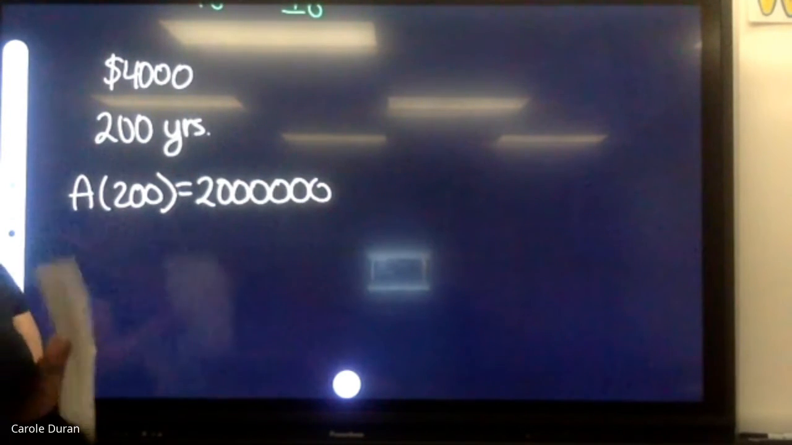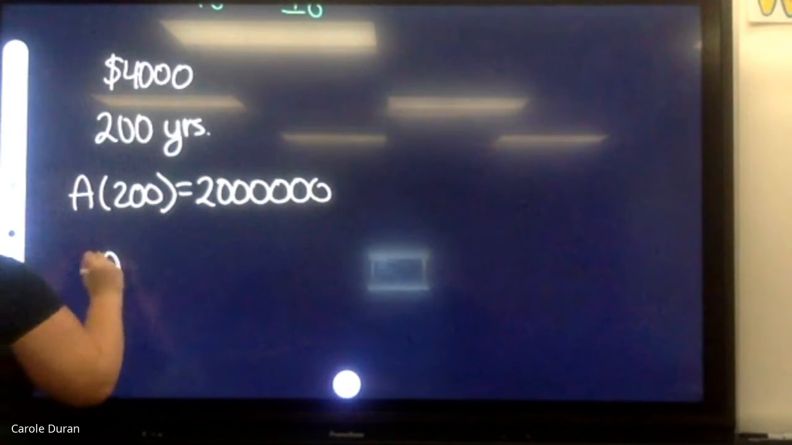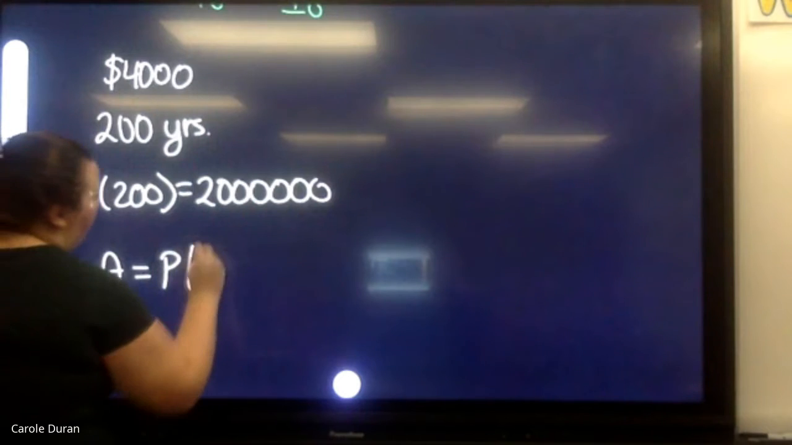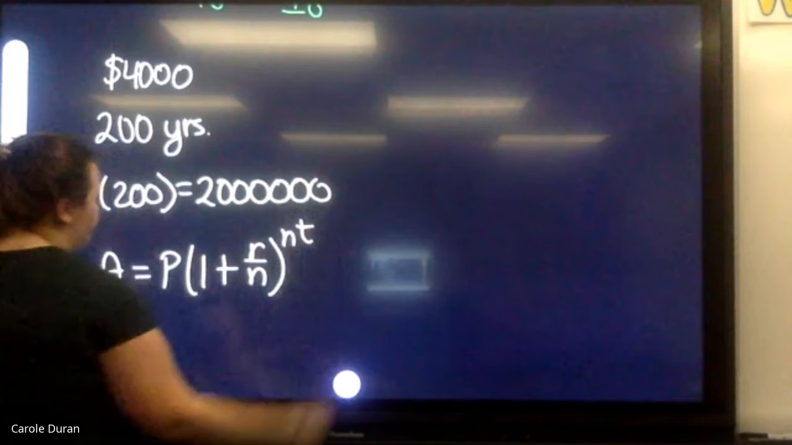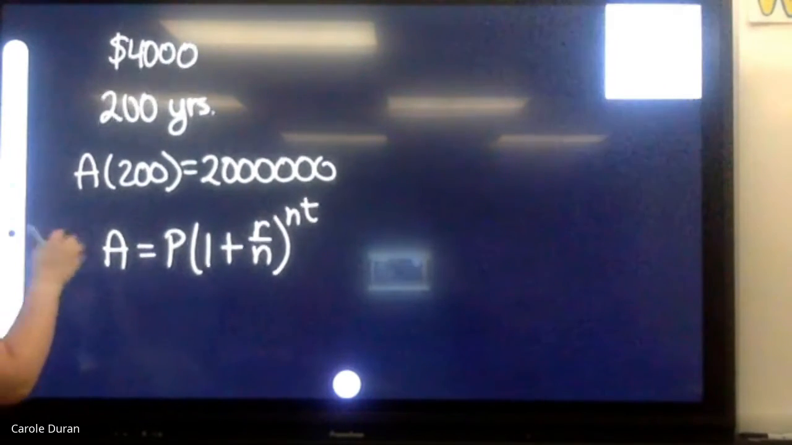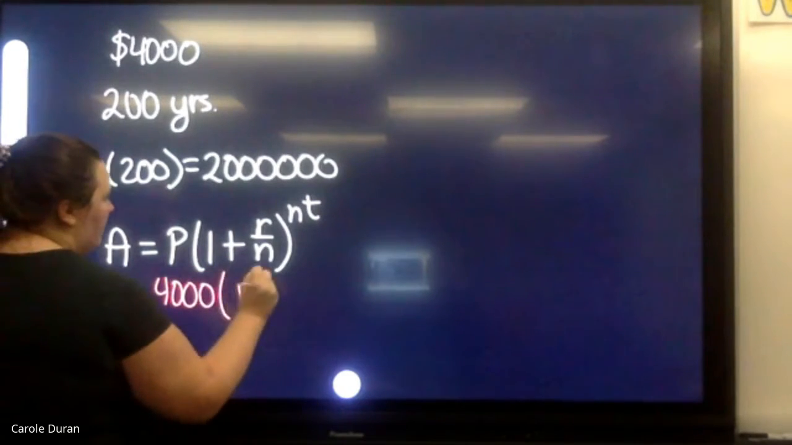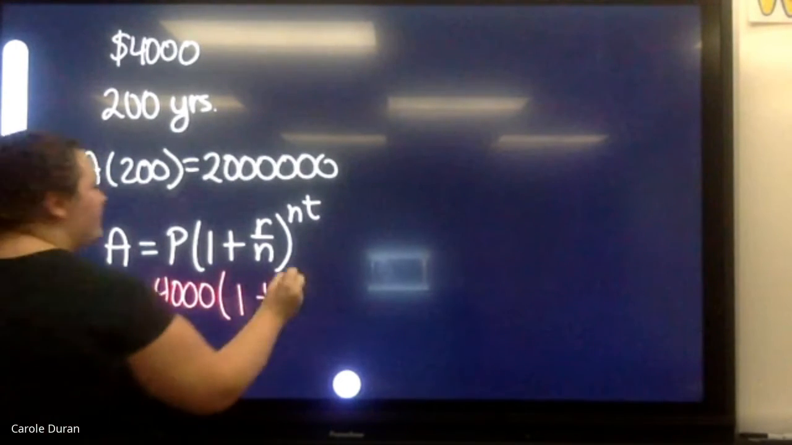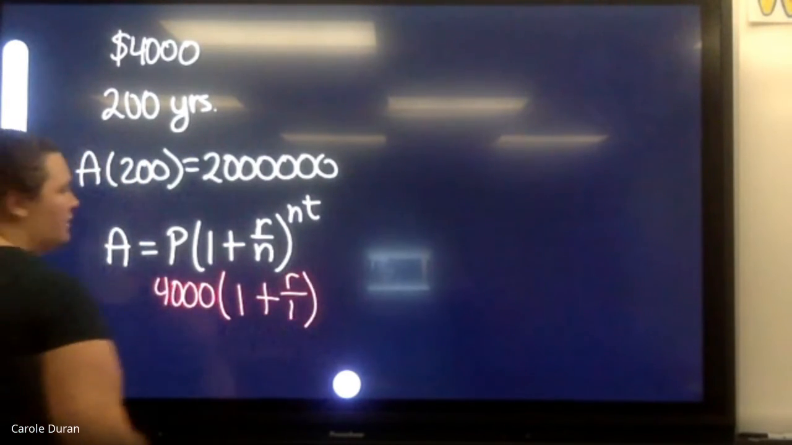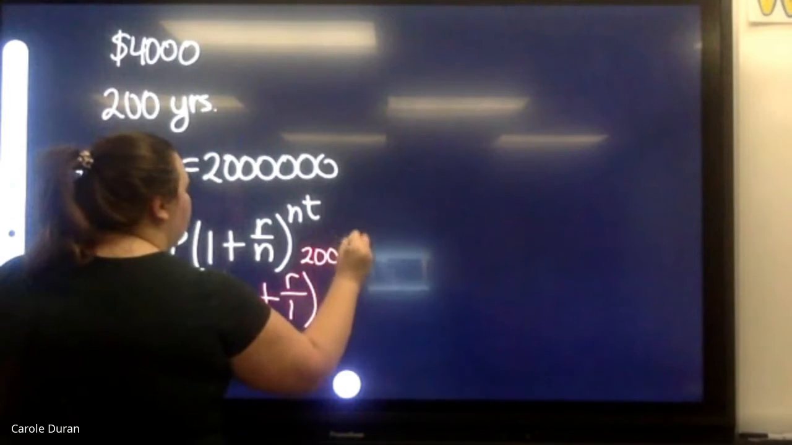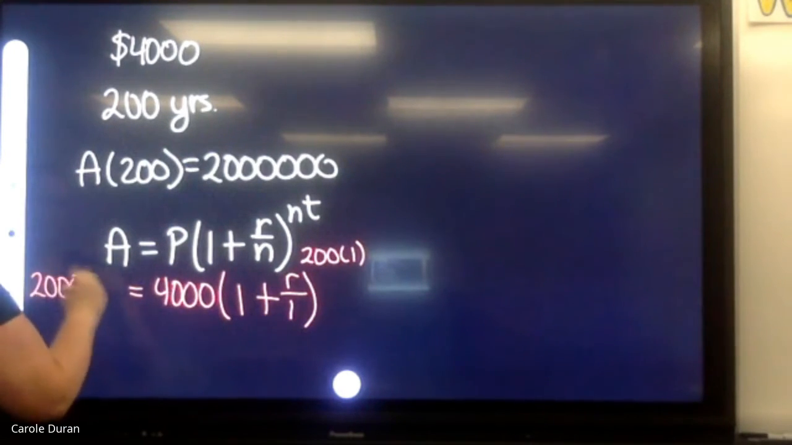So the fact that it said annual in there and not continuous means that I'm not using PERT. Instead, I'm using A equals my principal amount times 1 plus R over N to the NT power. My principal amount was the 4,000 that Ben Franklin started with, times 1 plus R, which is what I'm solving for, divided by 1 because it said annually, to the 200 times 1 power. And then this is going to be equal to 2 million.